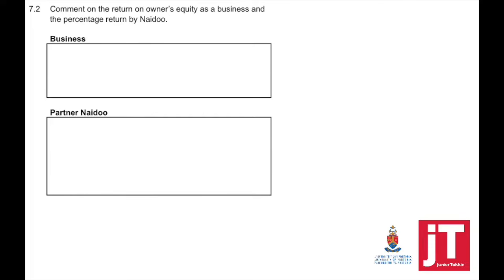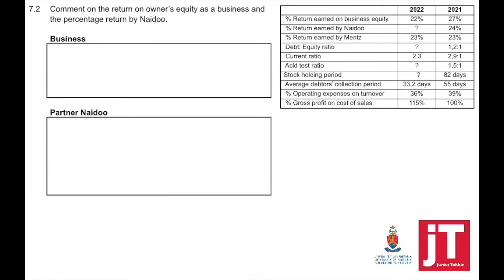7.2. Comment on the return on owner's equity as a business and the percentage return by Naidu. When we're looking at our return financial indicators, we want to know what was the percentage return on the owner's investment into the business. And this must always be compared to alternative investments like a fixed deposit. So if we start now by looking at the business, we're going to use the percentage return earned on business equity. You need to make sure that you quote the figures and indicate a trend. So what is happening here?